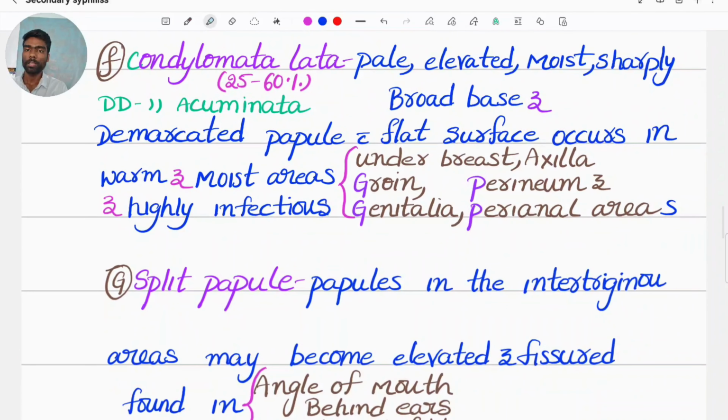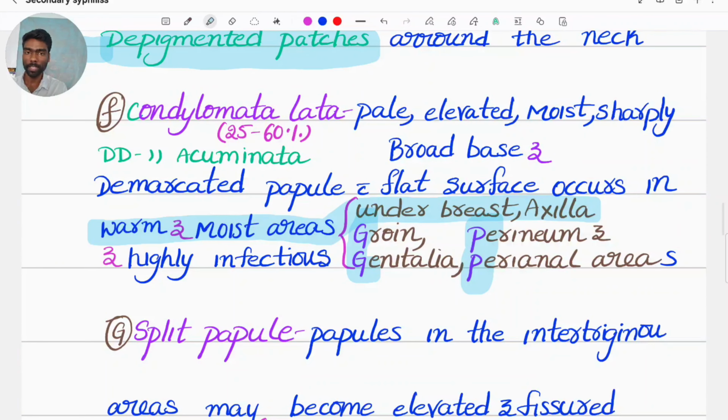Next, condylomata lata. A pale, elevated, moist, sharply demarcated papule with broad base and flat surface, occurs in warm and moist areas and is highly infectious. What are warm and moist areas in our body? Under breast, axilla, groin, genitalia, perineum and perianal areas. In these areas, condylomata lata may develop.